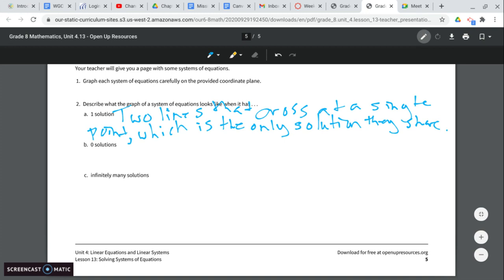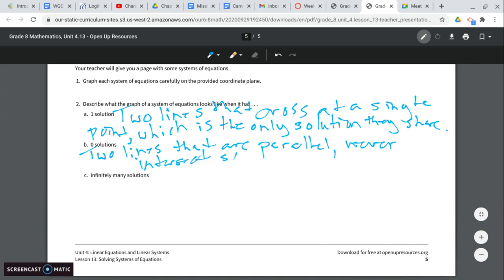So zero solutions are going to be two lines that are parallel. Two lines that are parallel never intersect, so no common solution.